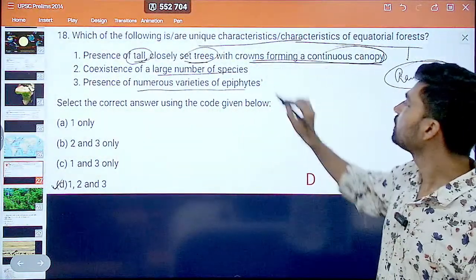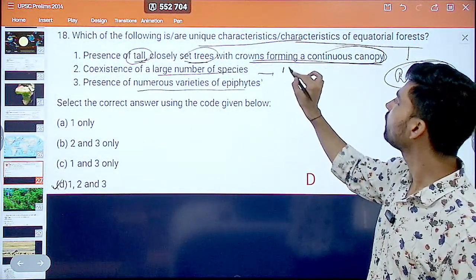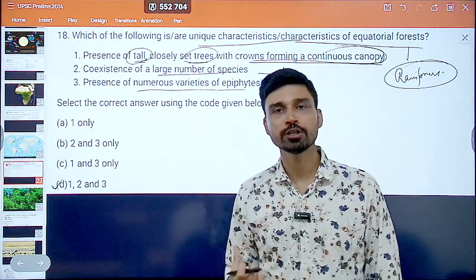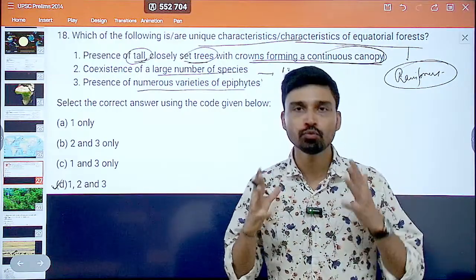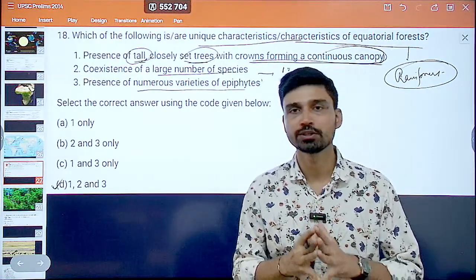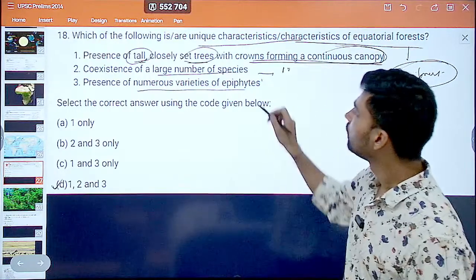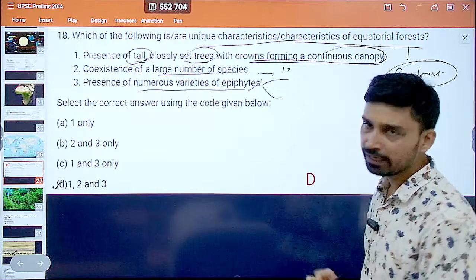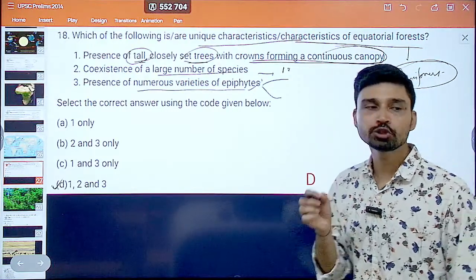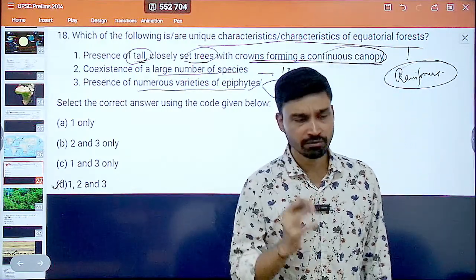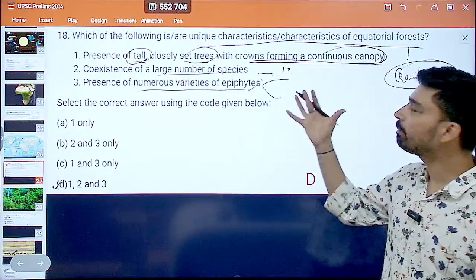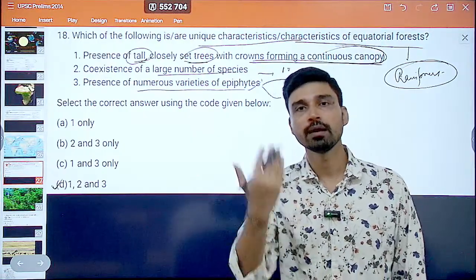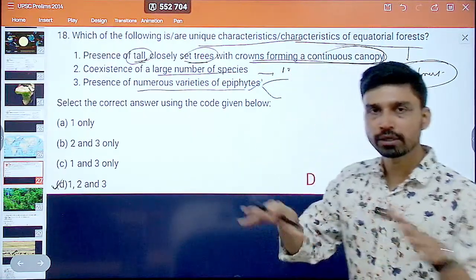Second is obviously species diversity is very, very high. It is said that within 1 square kilometer of equatorial forest, you can find at least 300 to 400 different species of plants and trees. And third, numerous varieties of epiphytes are found here as well. Epiphytes basically refer to plants which are not able to support their own growth, especially vertical growth. That means epiphytes are plants which need the support of some other trees and plants to grow in the upward direction or in the downward or in the horizontal direction.